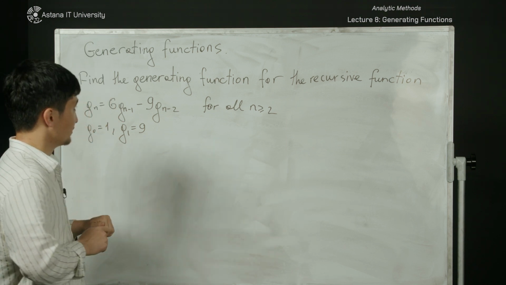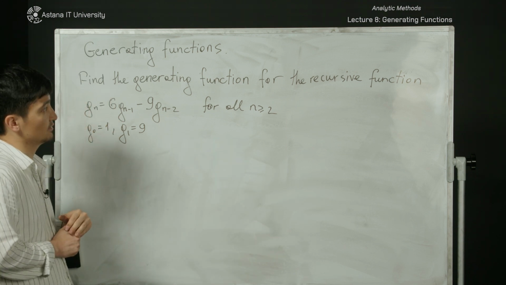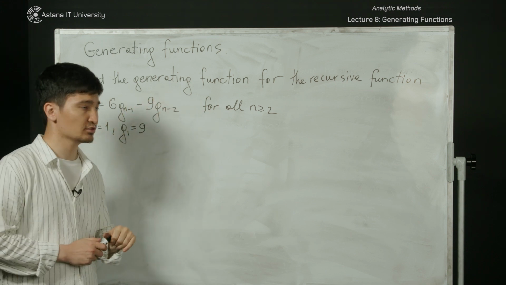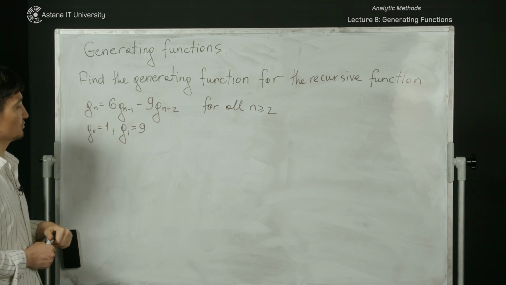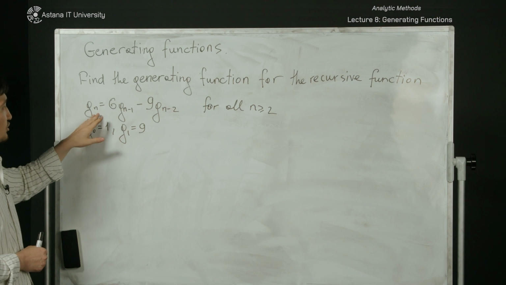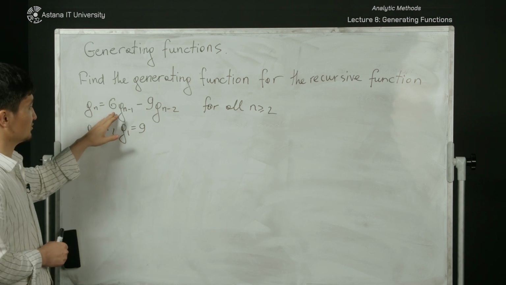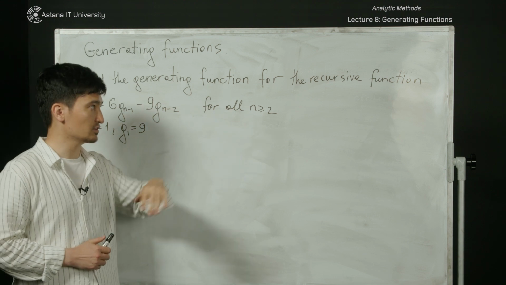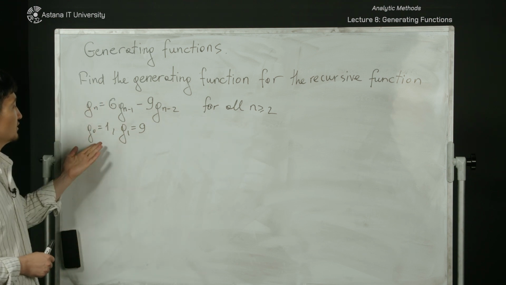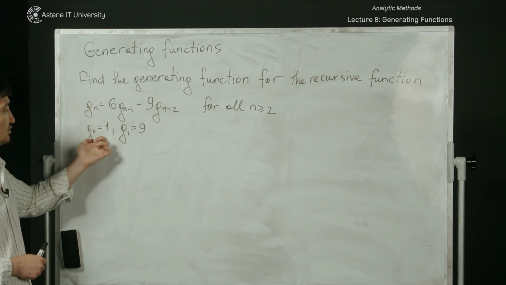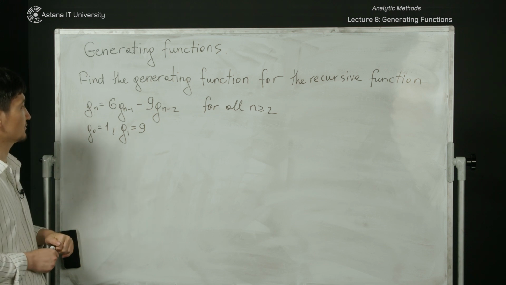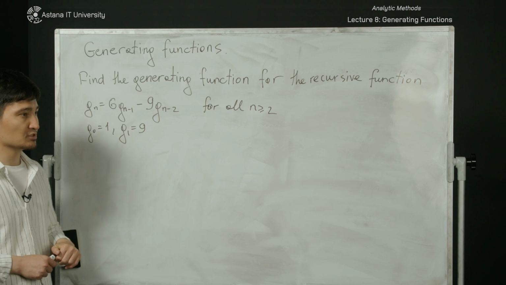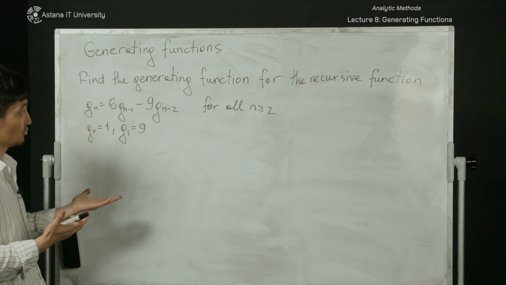Okay, let's start with this recursive problem. Find the generating function for this recursive function, which is g_n equals 6 times g_{n-1} minus 9 times g_{n-2} for all n greater or equal than 2, with initial conditions g_0 equal to 1 and g_1 equal to 9. So how do we approach this problem?